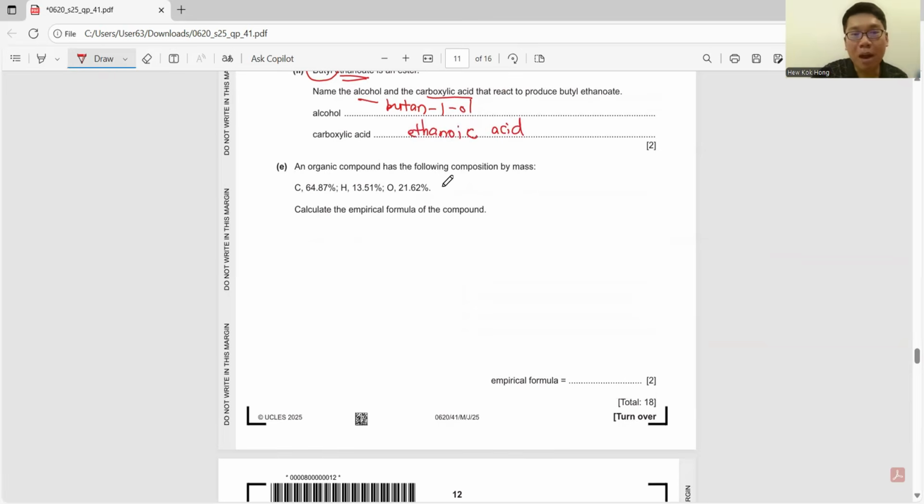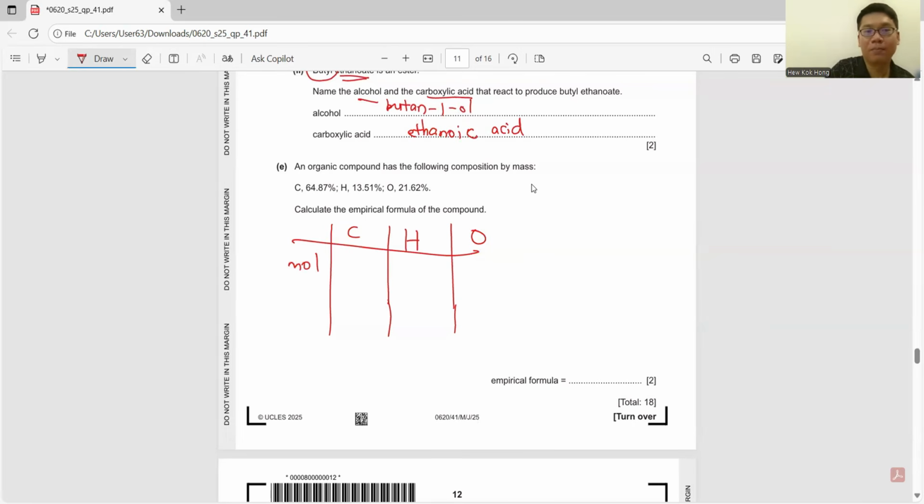E. An organic compound has the following composition by mass. Carbon have this, hydrogen have this, oxygen by this. Calculate the empirical formula of the compound. The first thing is always find the number of mole. You just use the percentage to write as a mass divided by the relative atomic mass. We know this 12. Here is 1. Here is 16. So after we know the number of mole, we can find the simplest ratio.